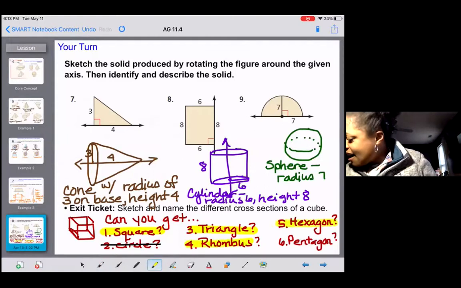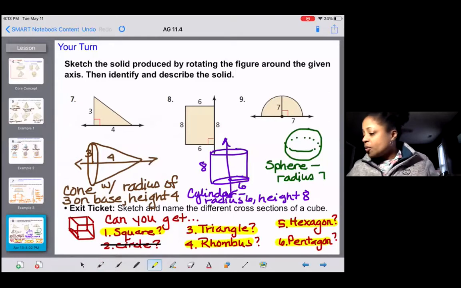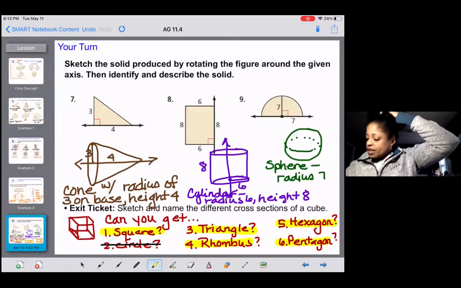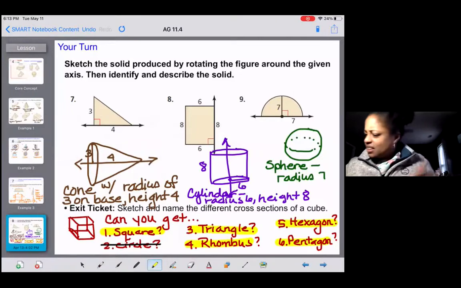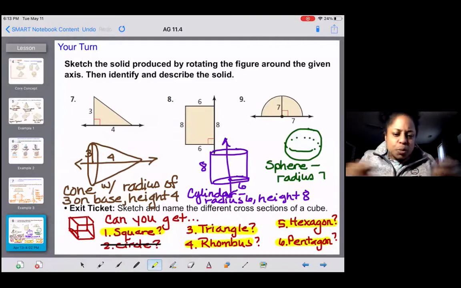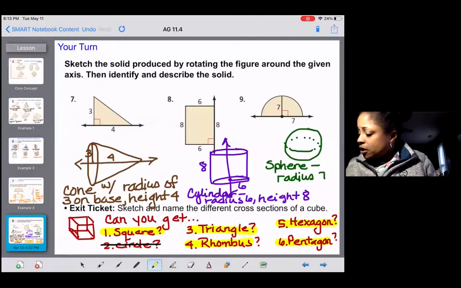Now, here's the thing. Rhombus, hexagon, and pentagon all work. They all work, which I actually had to look up because I didn't remember, because this is not something that I've taught before. I've taught this section, but I'd never seen this particular question before. So I looked it up, and I'm going to show you what I figured out.